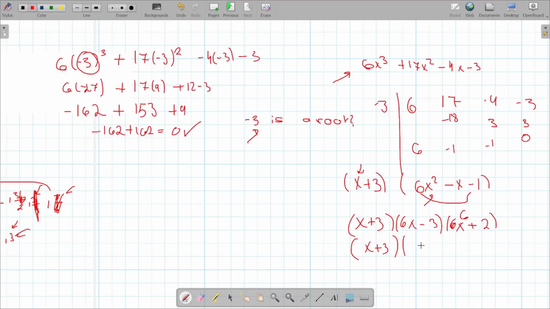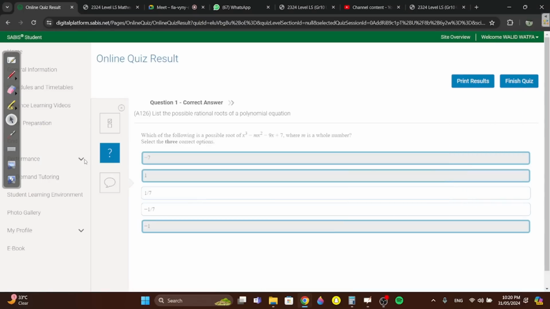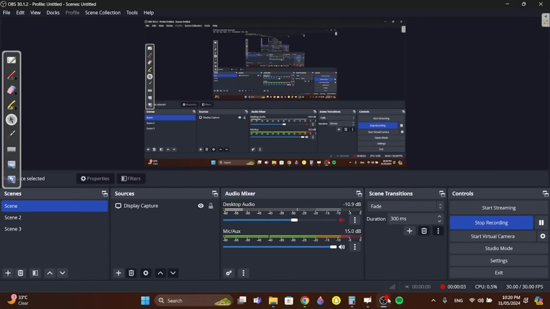Divide by 3, divide by 3. You're going to get 2x minus 1. Here, divide by 2, you're going to get 3x plus 1. So if you factor completely, you get this. So your three roots will be minus 3, 1 over 2, minus 1 over 3. Okay, this is 4.3.